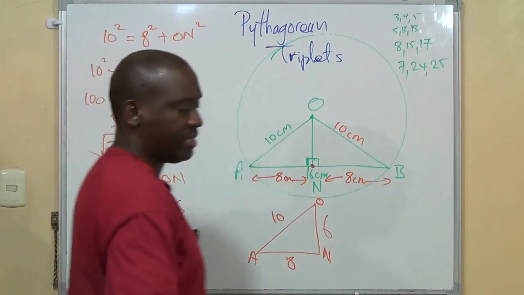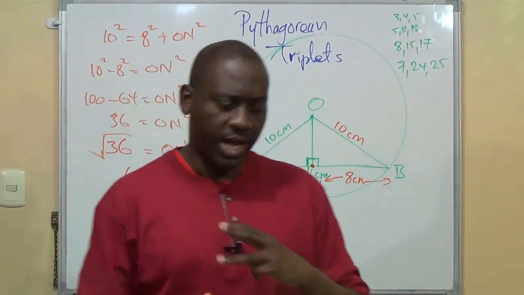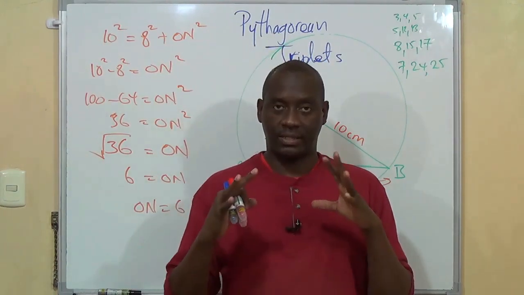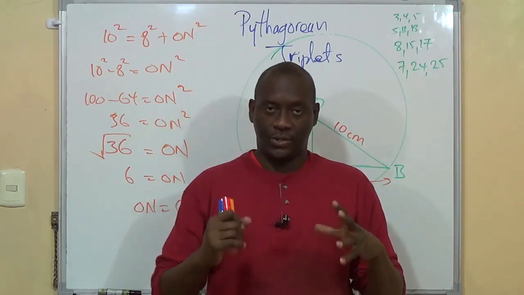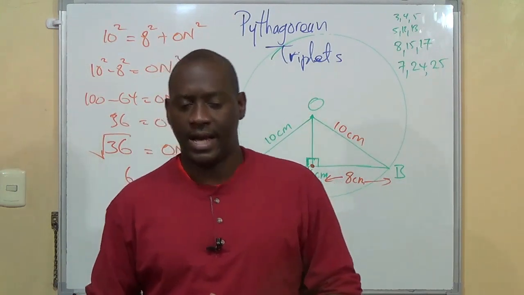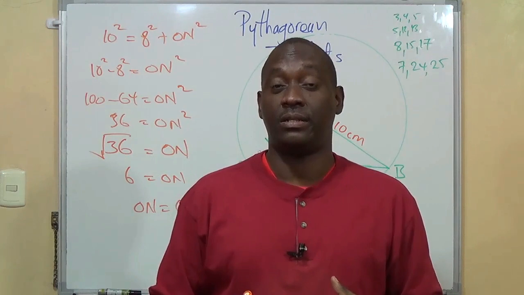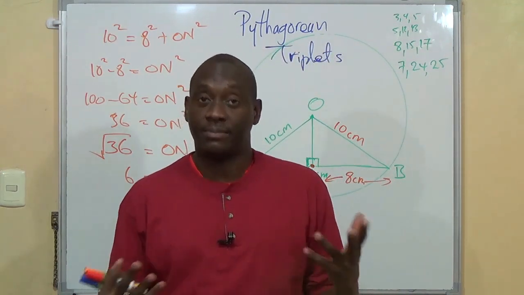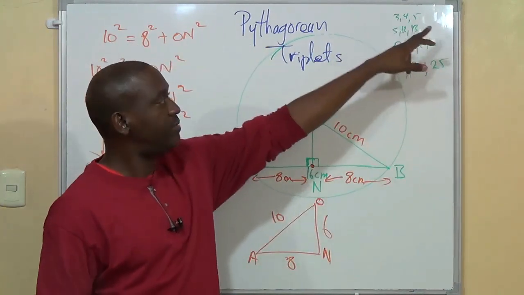Now the main thing is to just be aware of what it is. A Pythagorean triplet is simply a trio of numbers, a trio of integers, most important, that conform to Pythagoras theorem. And what you'll find is that there is an infinite number of Pythagorean triplets. But there are some simple ones. The simplest one being, of course, 3, 4, and 5.